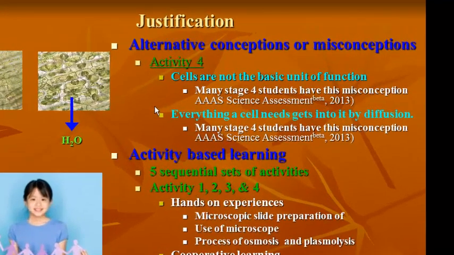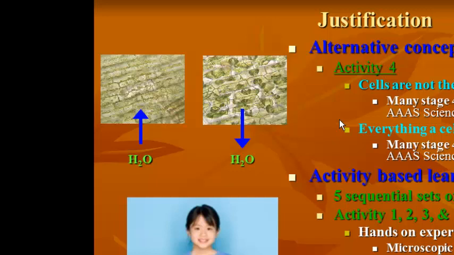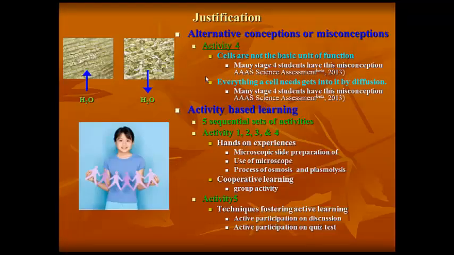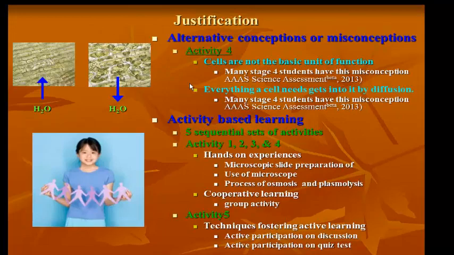But in Activity 4, students got an opportunity to see one of the major functions of a cell, that is, the transport of water molecules into and out of the cell through the process of osmosis. Many Stage 4 students have the misconception that everything a cell needs gets into it by diffusion. But in Activity 4, students have observed the diffusion of only water molecules into and out of the cell through the process of osmosis.